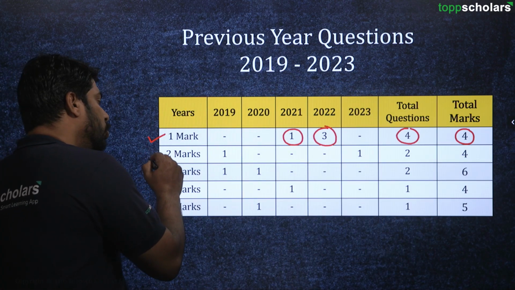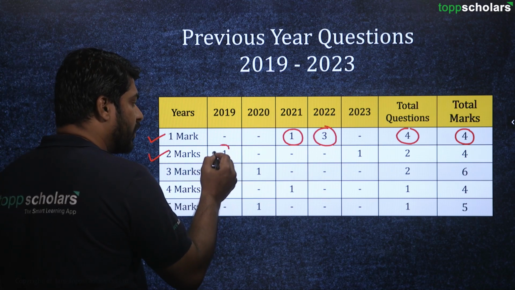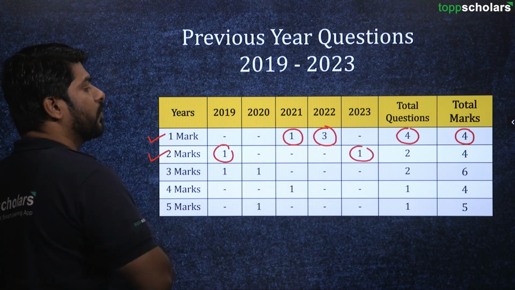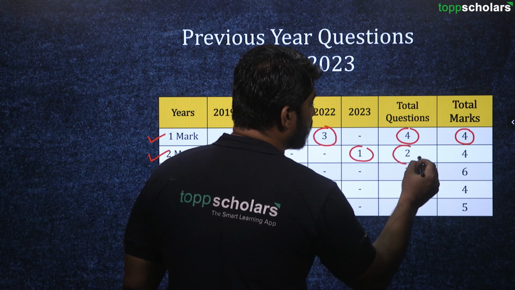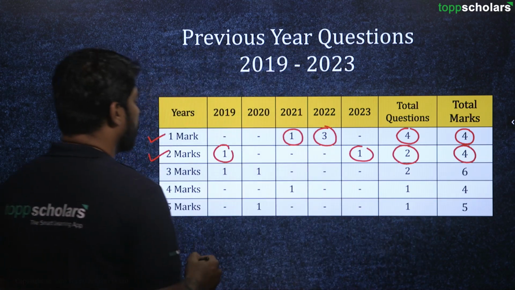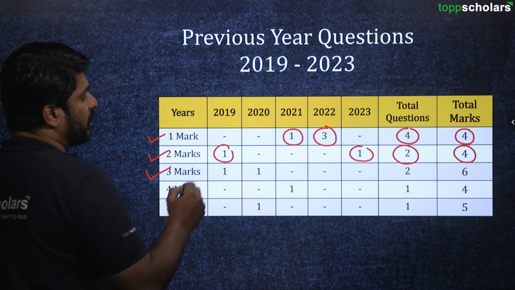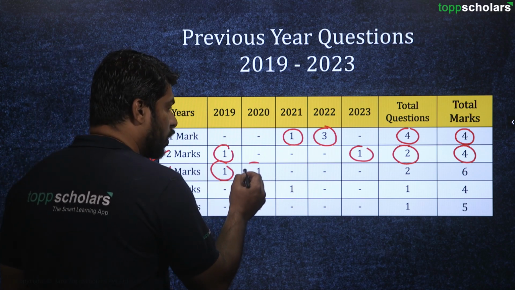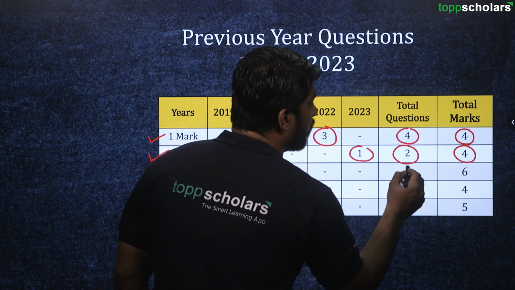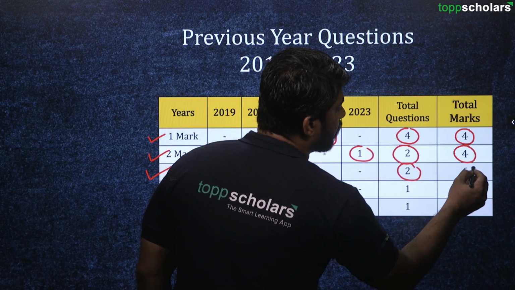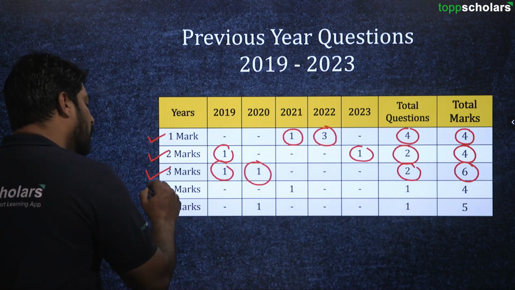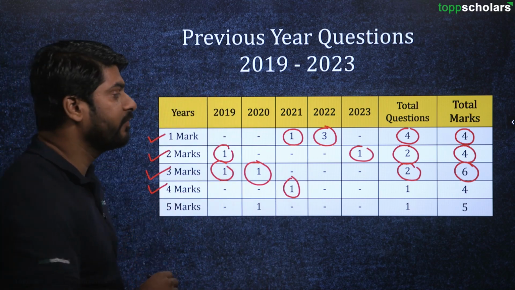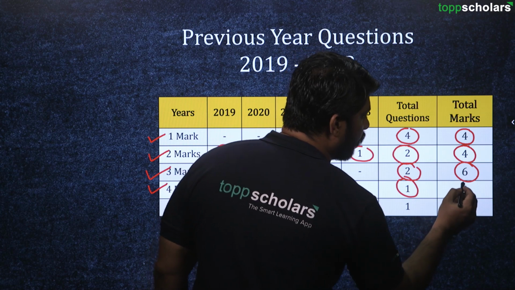Then if you talk about 2 mark questions, then in the year 2019 we have 1 question, then again here 2023 there is 1 more question, so total we have got 2 questions and for 4 marks. Next, if you look at the 3 mark questions, then here you can see in the year 2019 we have got 1 question, 2020 we have got 1 more question, then total question we have got 2 and here the total marks are 6. Then 4 mark question, if you look here we have got only 1 question from the year 2021 and in this way we have got total 4 marks.